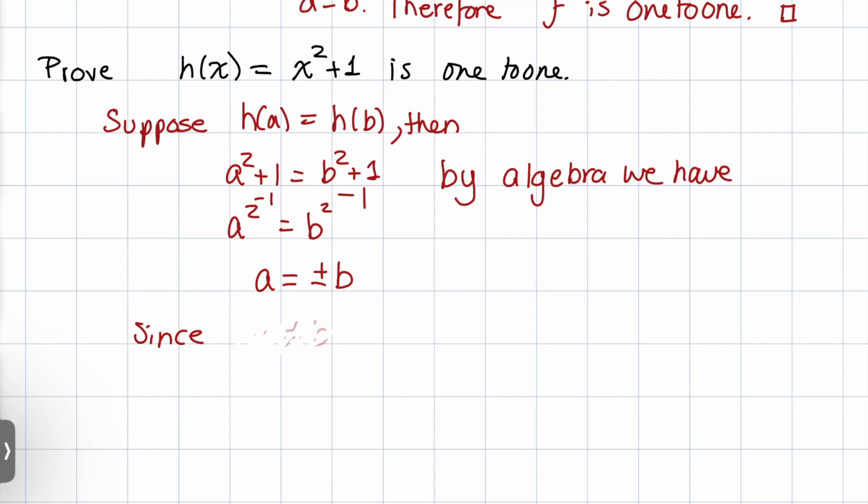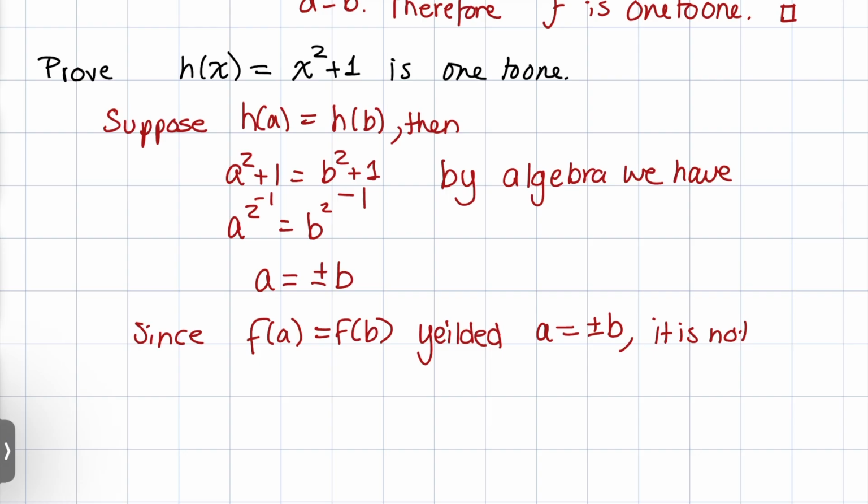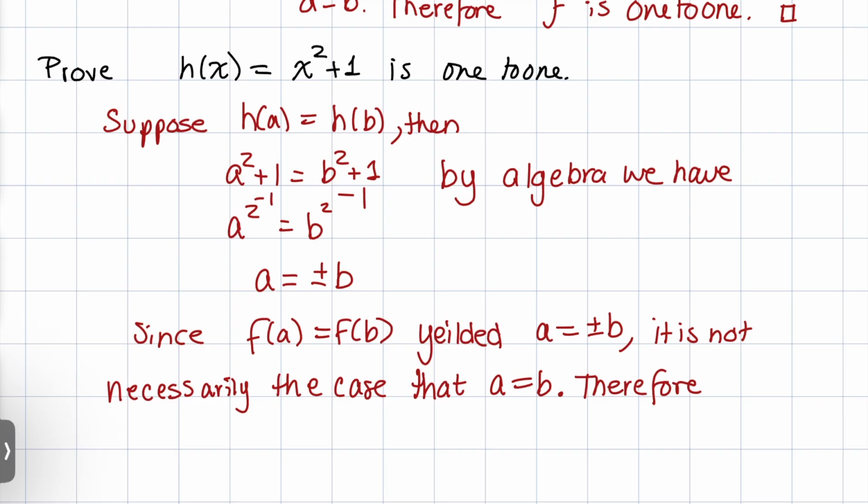Since h of A equals h of B yielded A equals plus or minus B, it is not necessarily the case that A equals B. Therefore, I should say h here, they're all h. h is not 1-to-1.